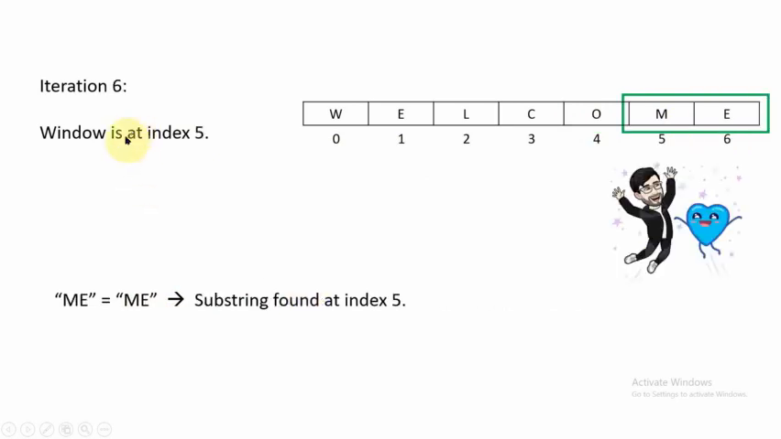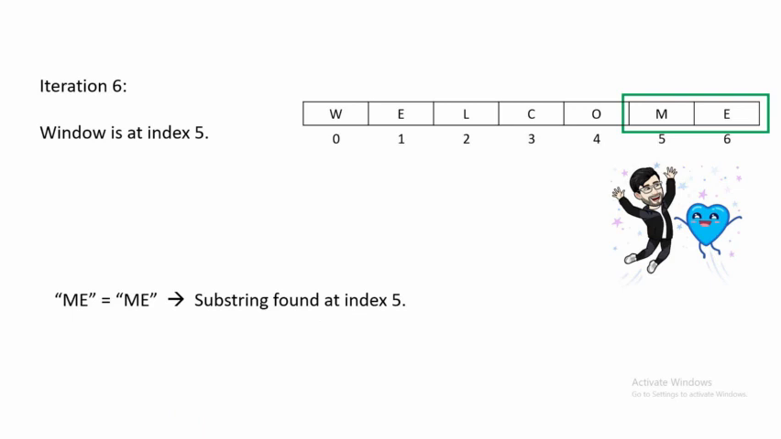In iteration 6 we are placing our window at 5. At 5 we got ME under this window. So that is matched with our substring. Then automatically we can say our substring is found at index 5. In that way we have to move our window of length n2 from index 0 to index n1 minus n2. During this movement, if you find any match, then you can say your substring is present at that index. So that is about the theory.